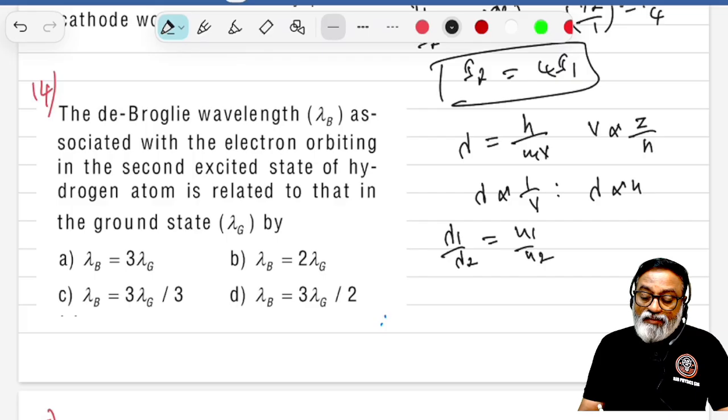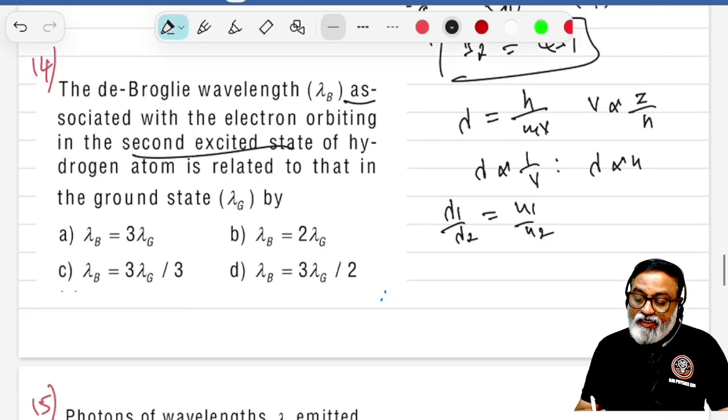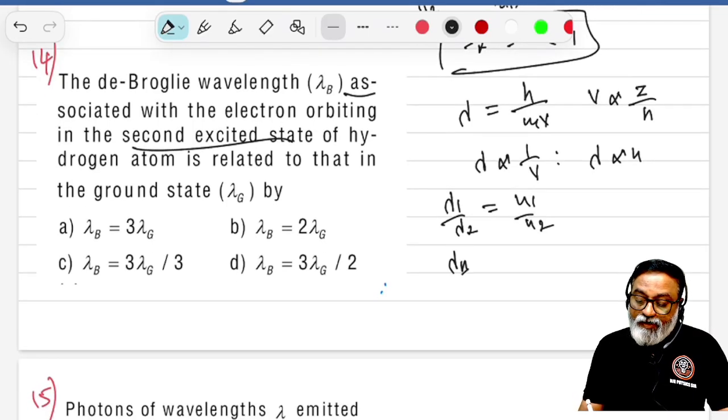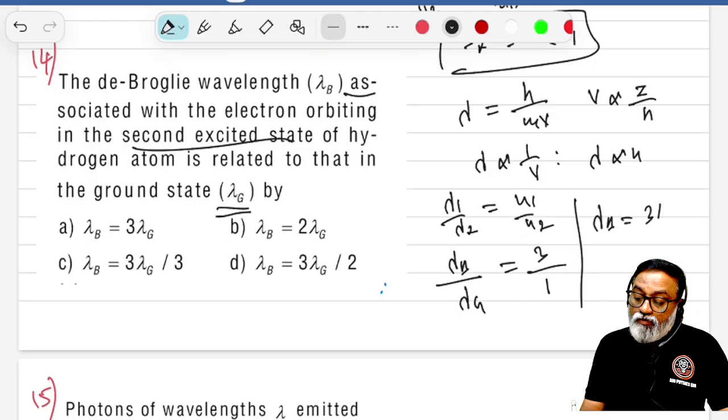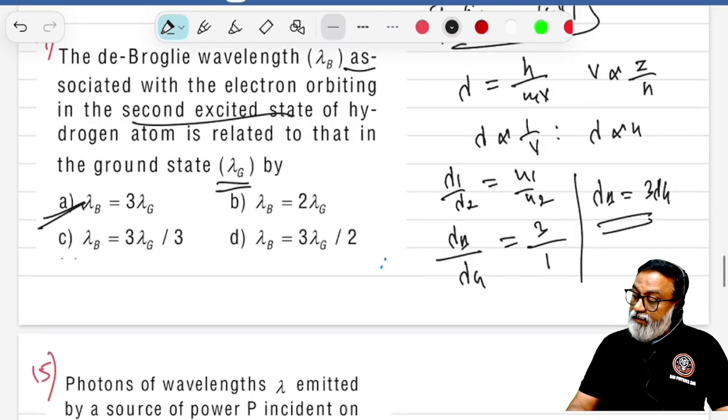The de Broglie wavelength associated with the second excited state is lambda b, and with the ground state is lambda g. Second excited state means n is equal to 3, and ground state means n is 1. Therefore, lambda b is equal to 3 lambda g. Therefore, answer A is correct.